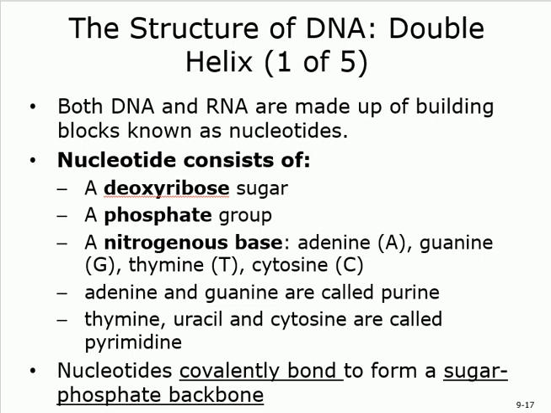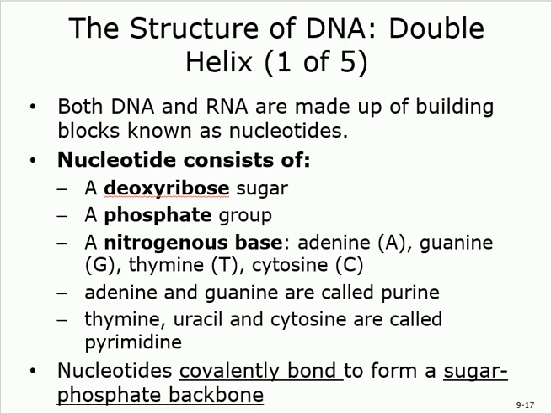Phosphate is not different, it's just a phosphate, right? Nitrogenous bases, we have four different nitrogenous bases. What do you mean by nitrogenous base? It's a base that contains nitrogen. And we have four of those in the DNA: adenine, guanine, thymine, and cytosine. From the chemical point of view, adenine and guanine are called purines. Thymine and cytosine are called pyrimidines. This is in DNA. In RNA, it's uracil.